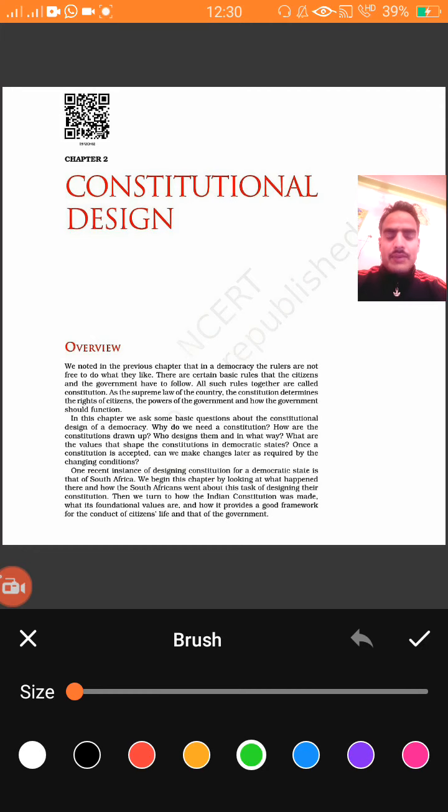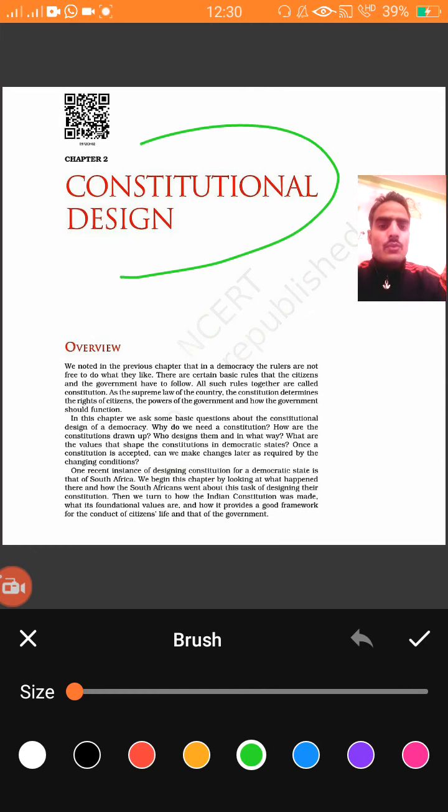Today we will start a very important topic for you, that is constitutional design. Actually, this is related with democracy. Why democracy is important for you, and why India adopted democracy. Okay, so first of all, we will start the overview of this chapter.